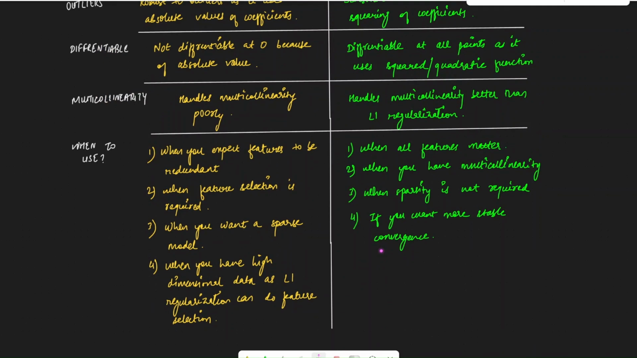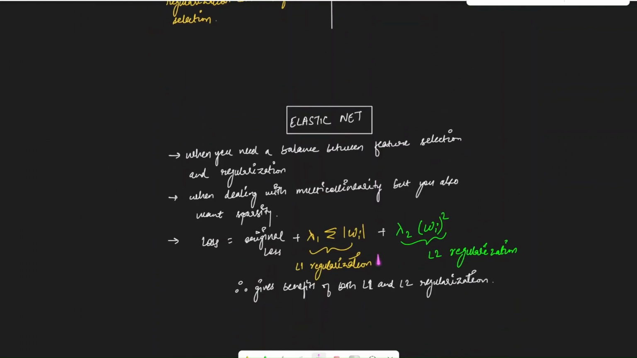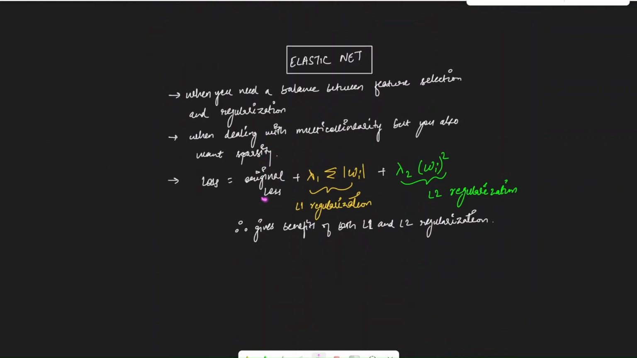Now you would think, what if my scenario is a mix of L1 and L2 regularization? What should we do then? In that case, we can use the elastic net algorithm. For elastic net, the formula would be: loss function is equal to original loss function plus our penalty term for L1 regularization, lambda 1, which is the hyperparameter, multiplied by summation of mod of Wi, plus the L2 regularization penalty term, lambda 2 multiplied by summation of the square of coefficients.